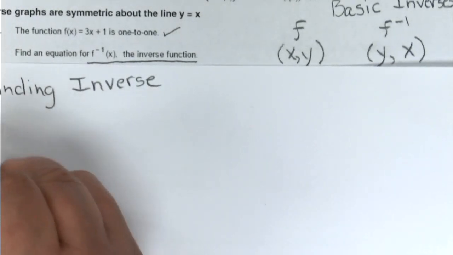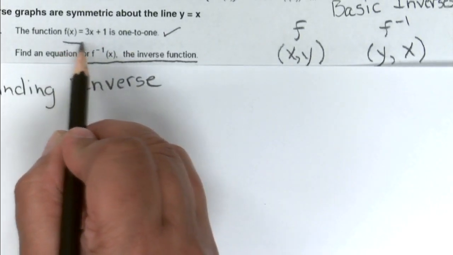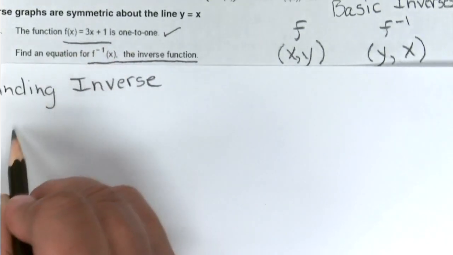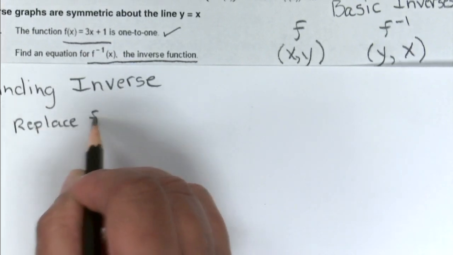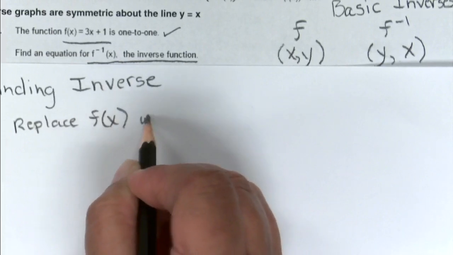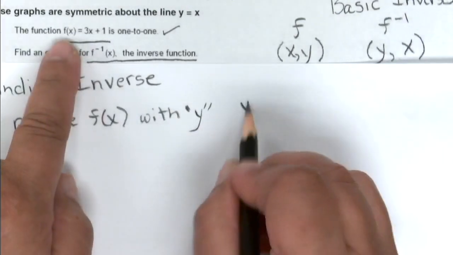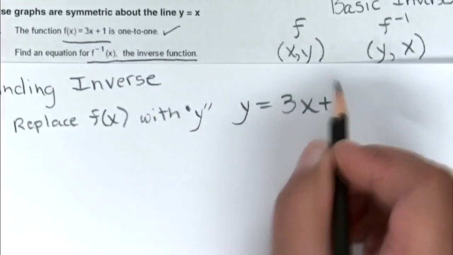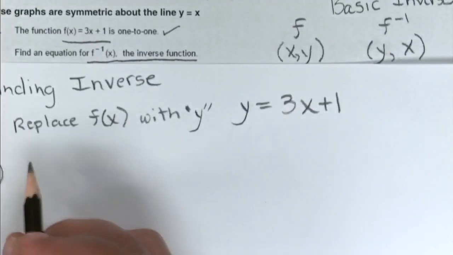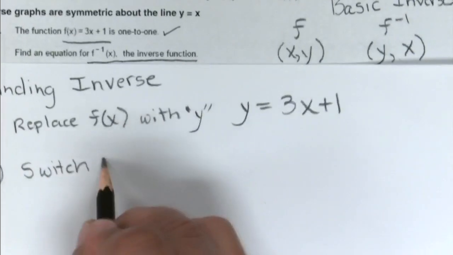Okay, so we're going to start with step 1. We're going to take the original function, f of x is equal to 3x plus 1, and we're going to replace the f of x with y, because everybody knows f of x is the same thing as y. So in step 1, we'd be going y is equal to 3x plus 1. Step 2, switch the x and the y. The main basis of finding an inverse.